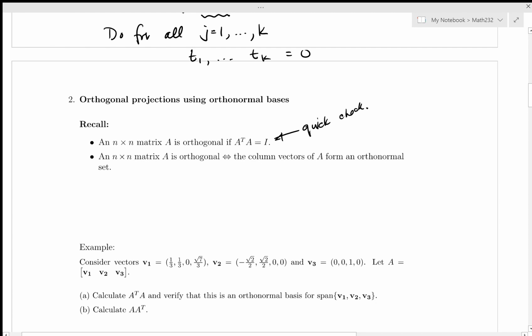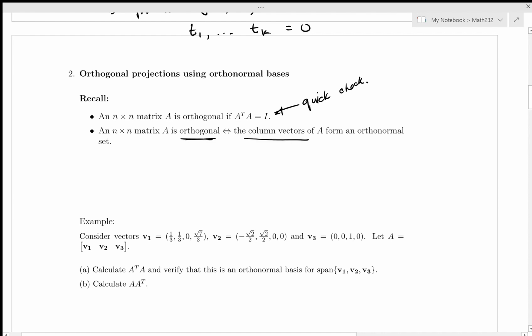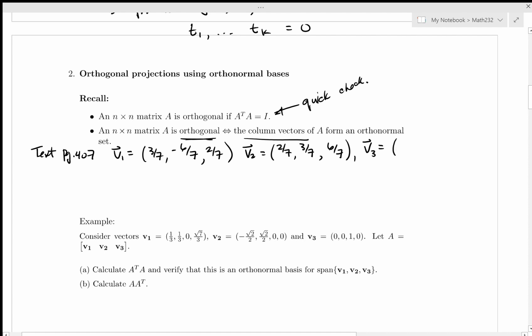Okay, so if a matrix is orthogonal, that's identical to saying that the column vectors form an orthonormal set, the column vectors. Okay, so I'm just going to redo an example from the textbook in a slightly different way. So this is in the textbook, page 407. They have 3 vectors, V1, which was equal to 3/7, minus 6/7, 2/7, and then V2 equal to 2/7, 3/7, 6/7, and then V3 equal to 6/7, 2/7, and minus 3/7.